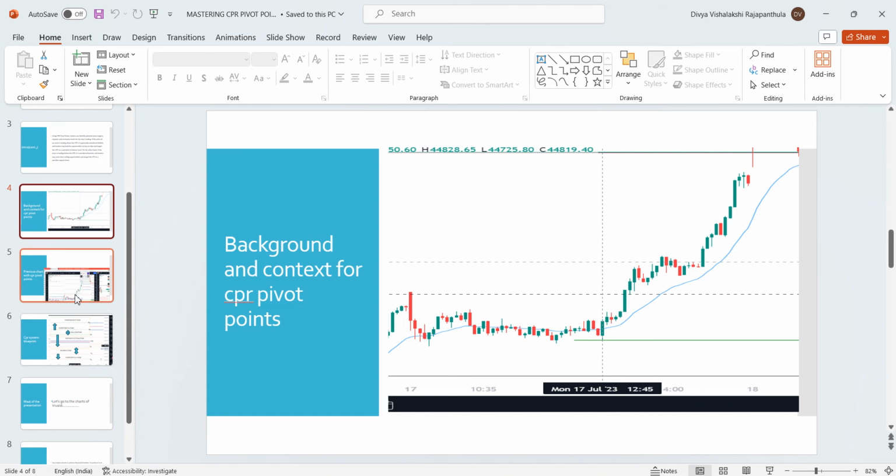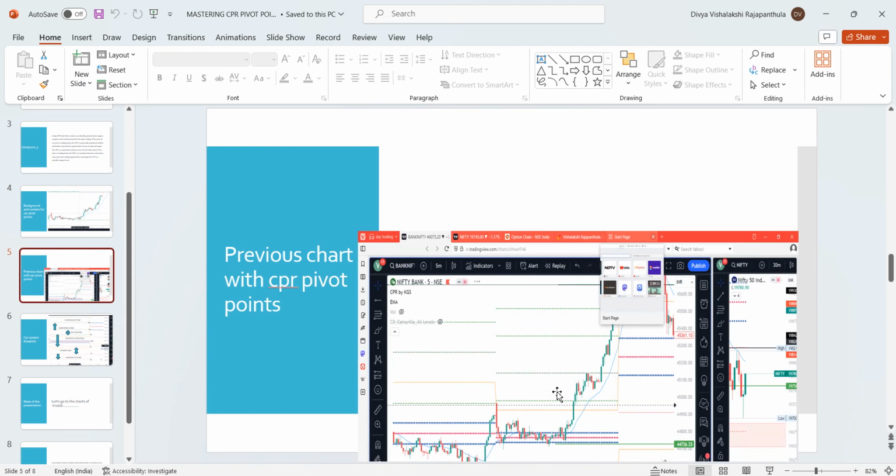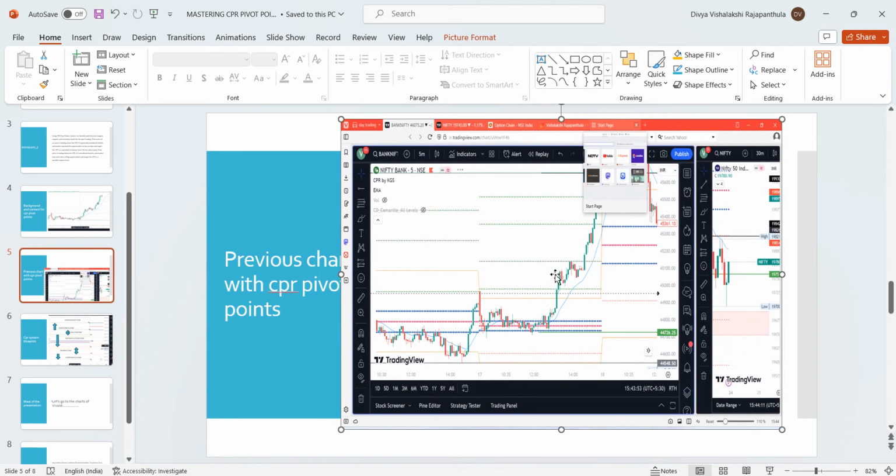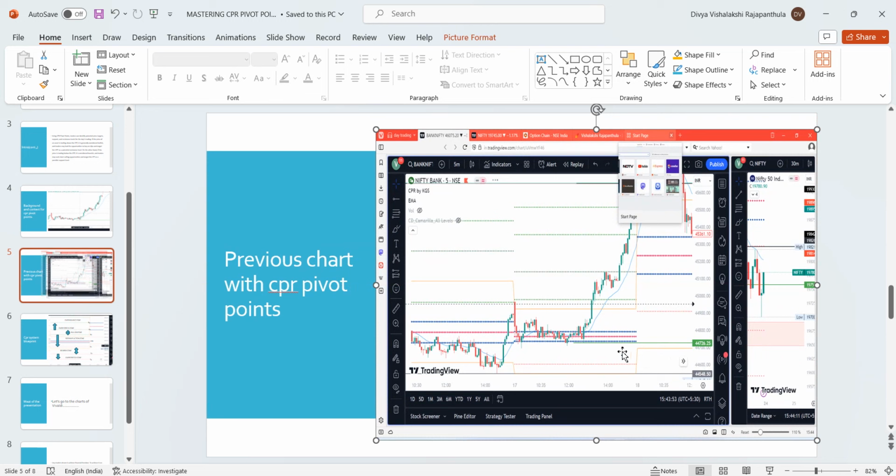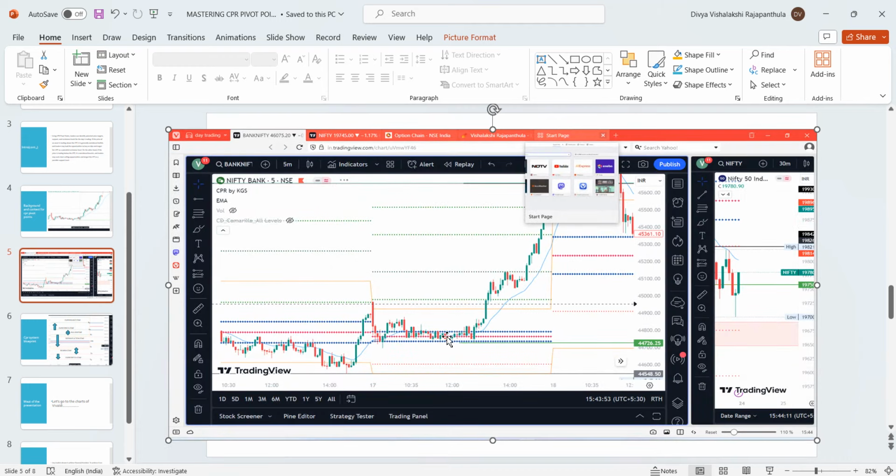Let's get into this chart. This is the same chart I have shown just before. And you know, see here what happened. This is the chart I have shown just now. How beautifully it is taking support at the CPR. This is the powerfulness of the CPR.